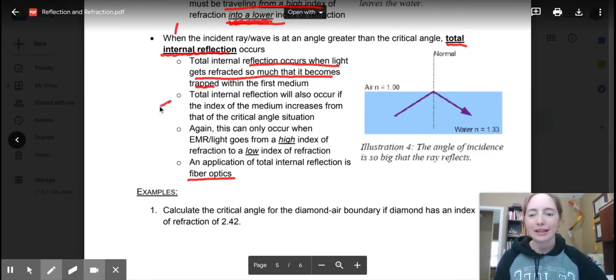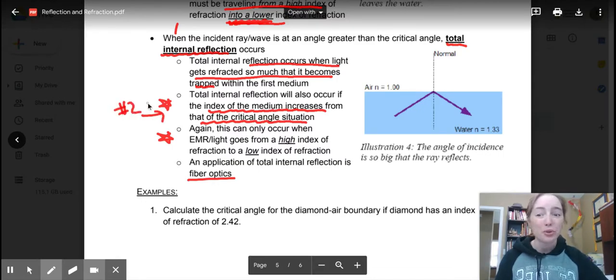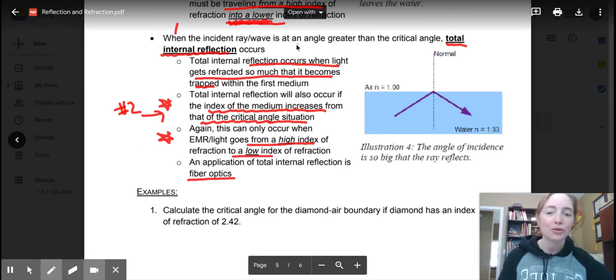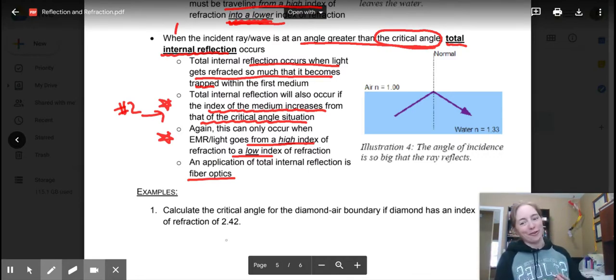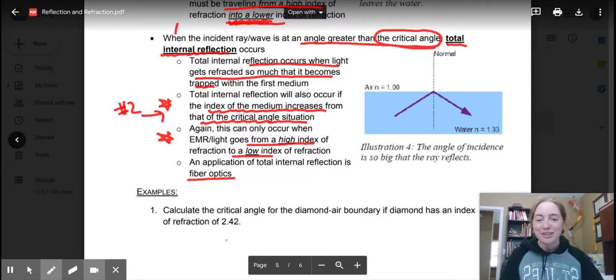And these next 2 points are going to be important. So it occurs when the index of the medium increases from that of the critical angle situation. We'll talk more about this with example number 2. Okay. And once again, in order for this to happen, we have to go from a high index of refraction to a low index of refraction. And this is also going to occur when we have an angle greater than that critical angle. Okay, so understanding this is super important for fiber optics, which we use in all sorts of telecommunications.